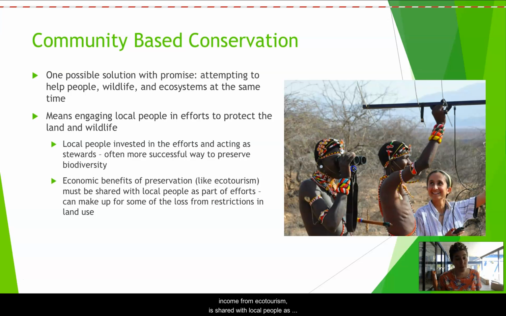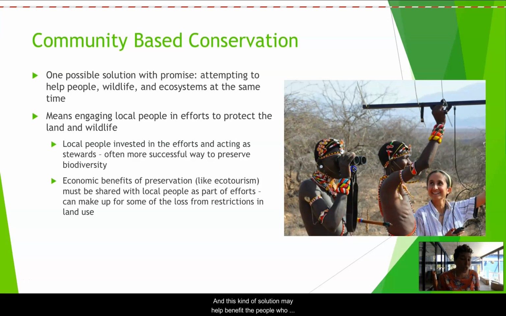It's really important when we do community-based conservation efforts that the economic benefits of the preservation, for instance income from ecotourism, is shared with local people as part of those efforts. And this can actually help make up for some of the loss or restrictions in land use. So if we have a protected area that we are telling local peoples they cannot use for grazing, for instance, they need to be compensated with, for instance, the sum of the money that is accrued from ecotourism to that area.